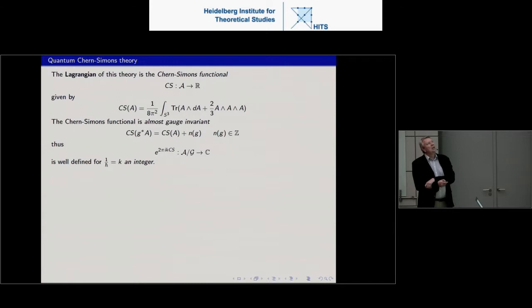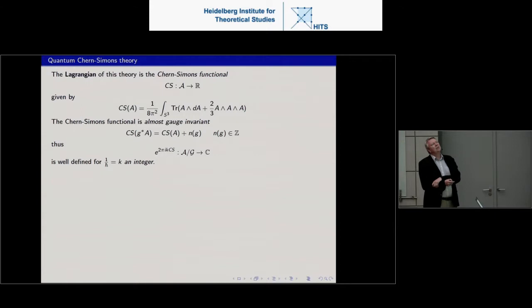So this expression on this side here makes good sense as a three form on the three sphere. You integrate it, and this is a number. And this Chern-Simons functional, it's almost gauge invariant in the sense that if you compare the gauge, you see this transformation rule here where this is an integer.